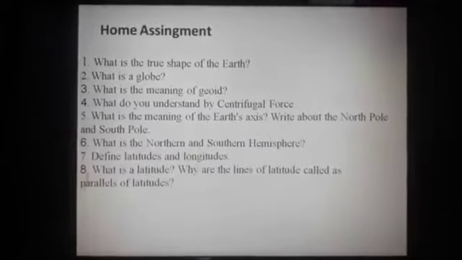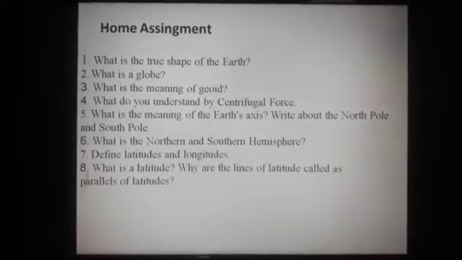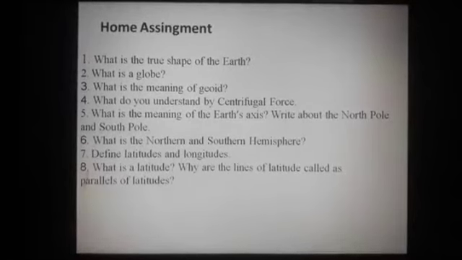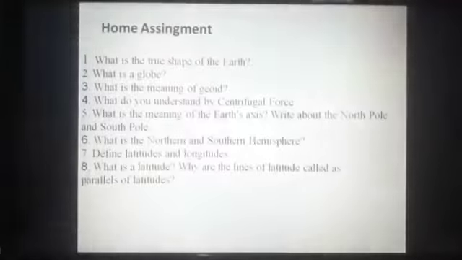Now I am assigning you some homework on what you have learned today. The questions are question number 1 to question number 8. Okay, so I am giving you this one.